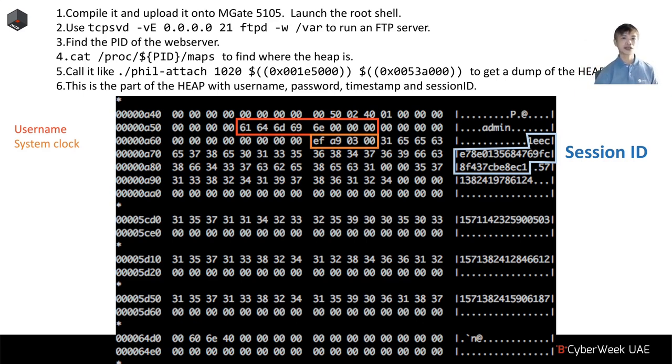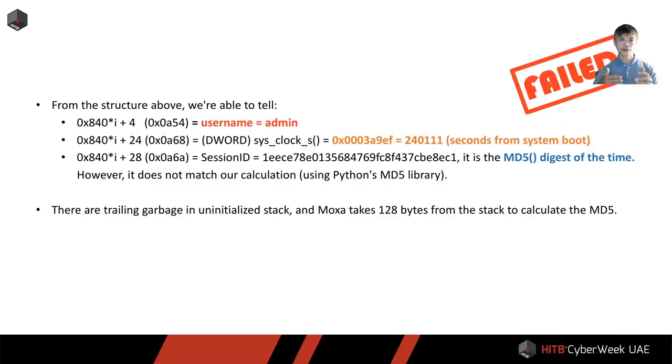So you can actually see the structure. Each user structure takes 0x840 bytes. At offset +4 is the username, so admin, and at +24 is the system clock. The system clock is the seconds since the system boot. So whenever you reboot the system, it's 0, and then 0, 1, 2, 3, 4, etc. And the session ID is the MD5 digest of the system time.